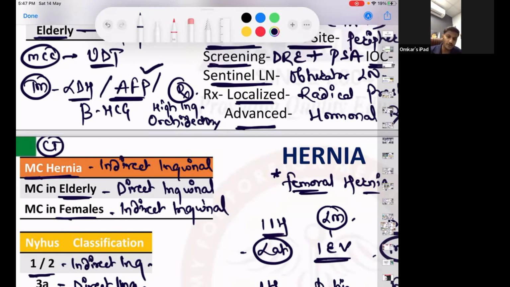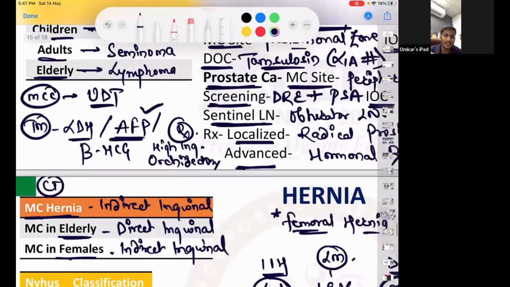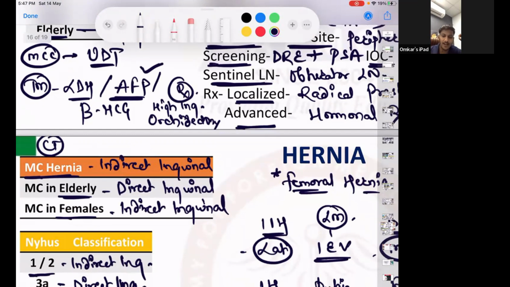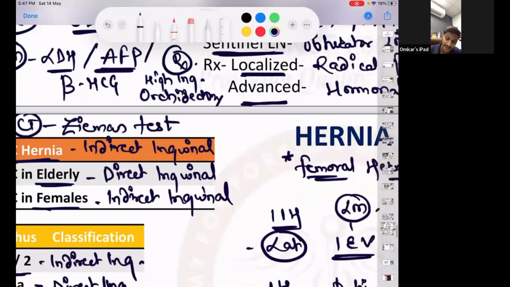This three-finger test, used to differentiate indirect inguinal, direct inguinal, and femoral hernia, is also known as, anybody? The three-finger test is also known as the Siemens test.